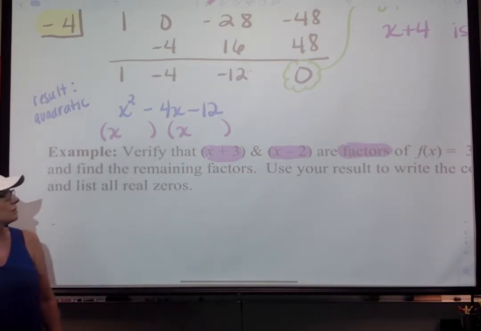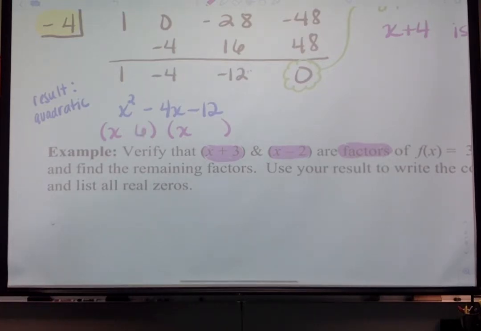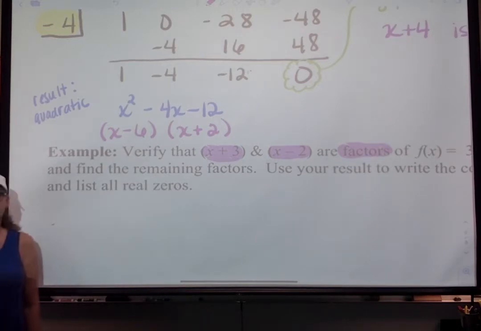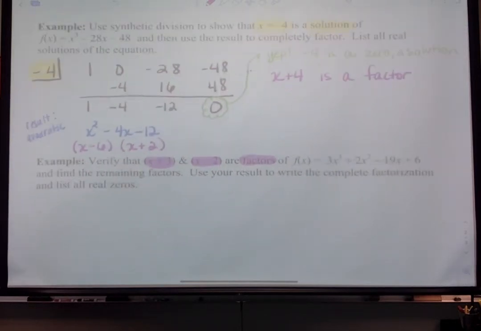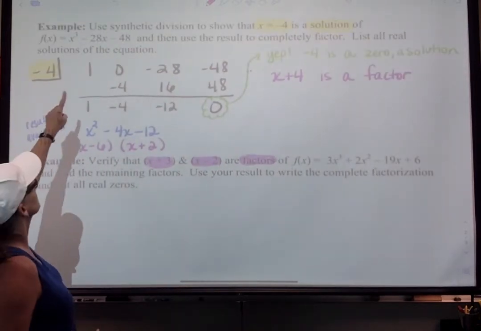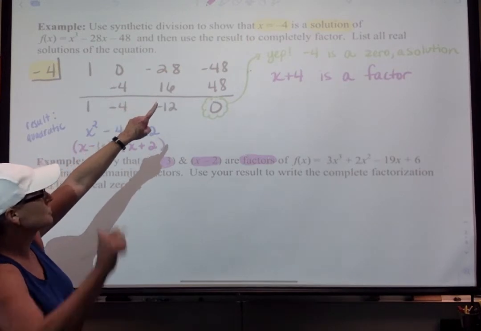Multiplies to make 12, adds to make 4: 6 and 2. And then that one's got to be negative, and that one's got to be positive. Okay, that was cool. Now, go back up to the question. Ready? It said, show that that's a solution. Check, we did that.